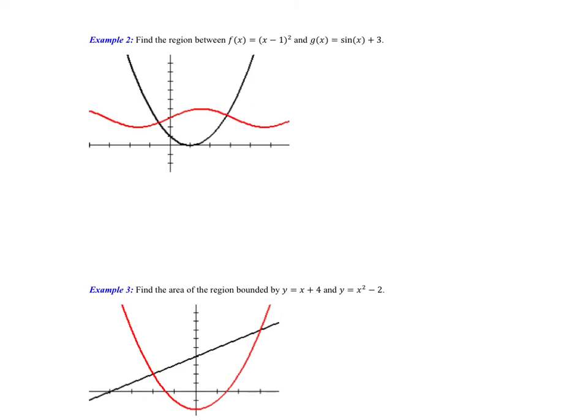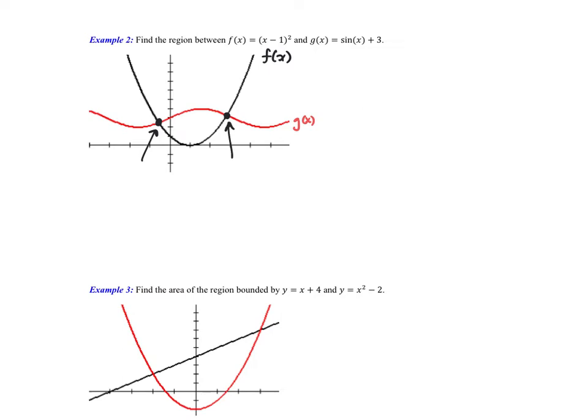All right, so pretty basic here in example 2. It says find the area of the region between f of x, which is x minus 1 squared, and g of x, which is sine of x plus 3. Clearly the weirder of the two functions we can identify as g of x, and this quadratic we can write as f of x. On this interval, we need to find these values, so I've got to find the points of intersection of those two.